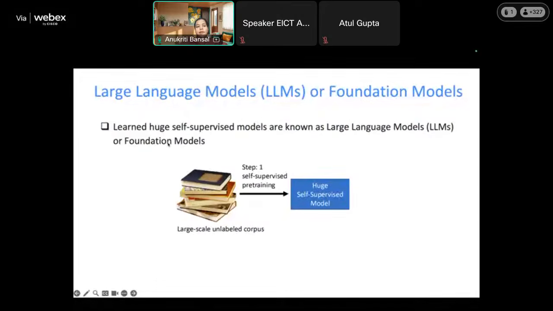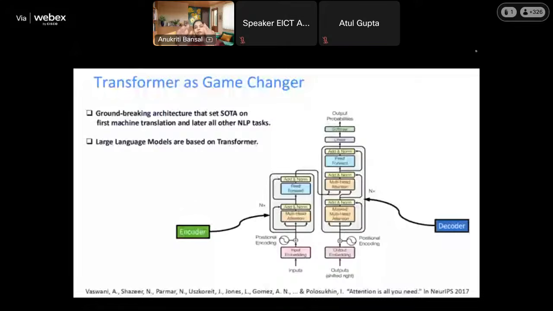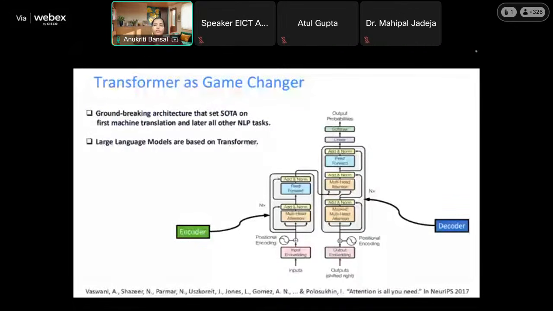And this first step, where a huge self-supervised model was learned, these are called large language models or the foundation models. Now let's talk more about these foundation models. The core of these foundation models, whatever large language models you use, maybe ChatGPT, Gemini, Claude, any of these models today, or maybe before these generative models, if you have used BERT, the core of all these models is the transformer architecture.